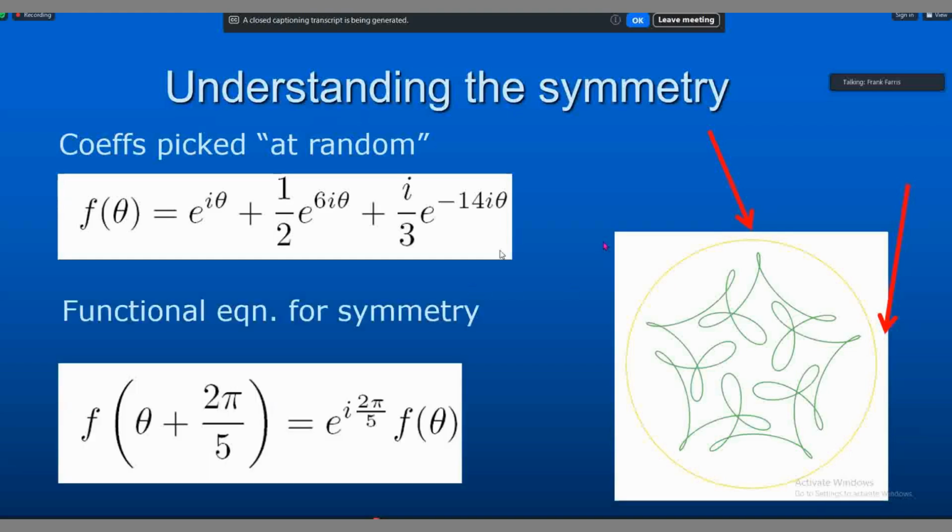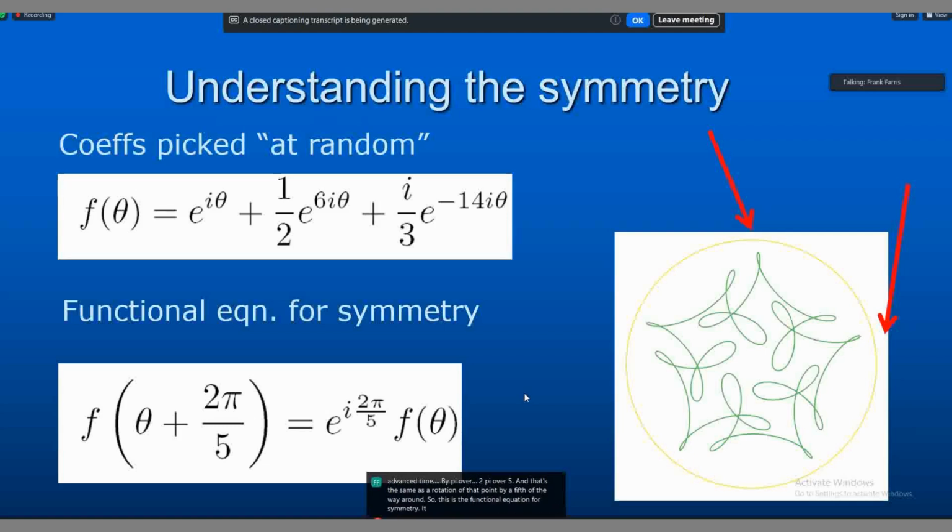So this brings me to the functional equation for symmetry. Let's read this together. Take the function and advance time by a fifth of a period. That's the same as, that nice equal sign, rotating the curve from where it was before. So you can pick any point on the curve here and advance time by 2 pi over 5, and that's the same as a rotation of that point by a fifth of the way around. So this is the functional equation for symmetry.